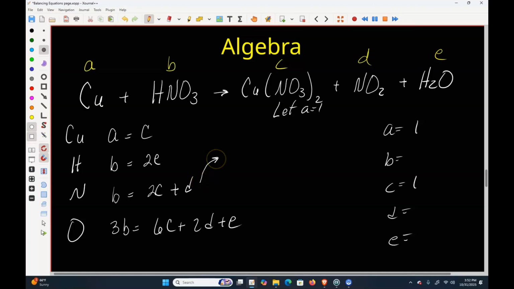Okay, let's take this equation. I know that B is equal to 2E up here. So I'm going to plug that in here. So that means that 2E is equal to 2C plus D. I know that C equals 1. So 2E equals 2 plus D. So D is equal to 2E minus 2.